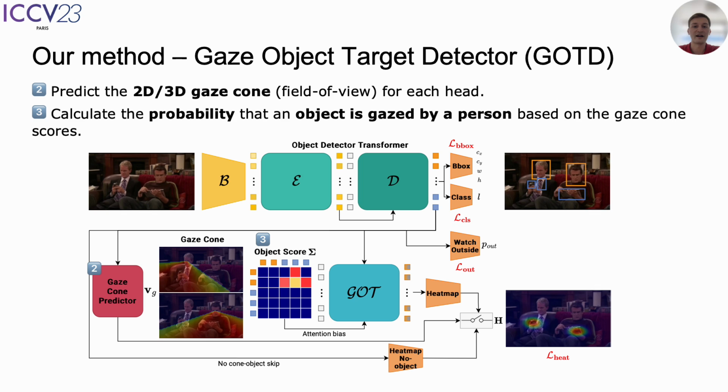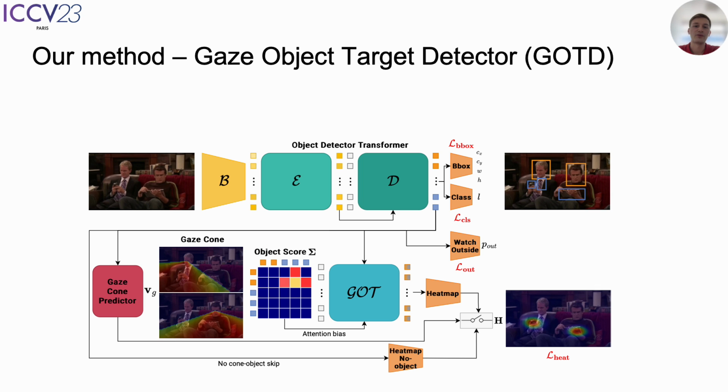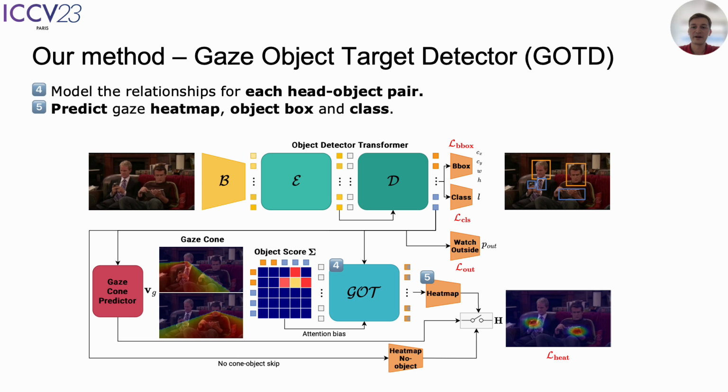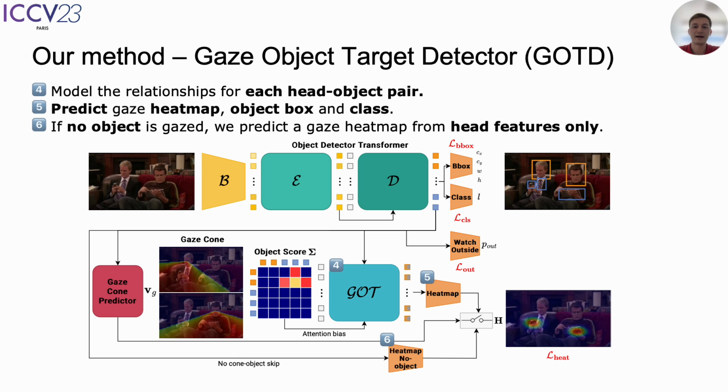All object scores are then aggregated into the object score matrix, which is then used by the gaze object transformer module. With all the information about which objects are present in the scene and the corresponding gaze scores, we model the relationships between each head and object pair. This modeling is accomplished using the gaze object transformer, which utilizes the object score matrix as an attention bias. Finally, we predict a gaze heat map for each person in the scene using the features from the gaze object transformer. And importantly, if no objects are present in the image or within a person's field of view, we can still predict a gaze heat map using head features only.